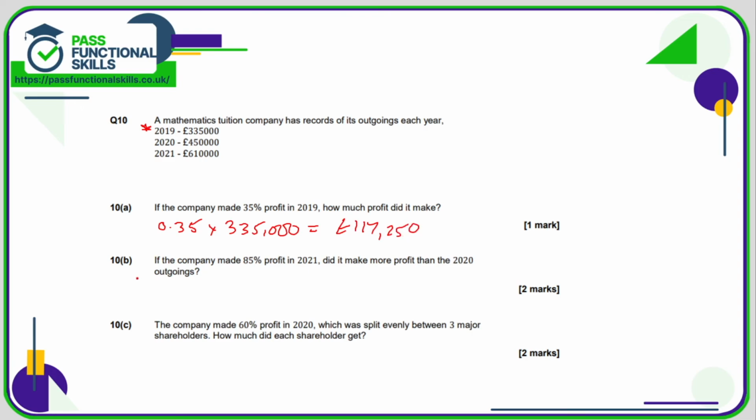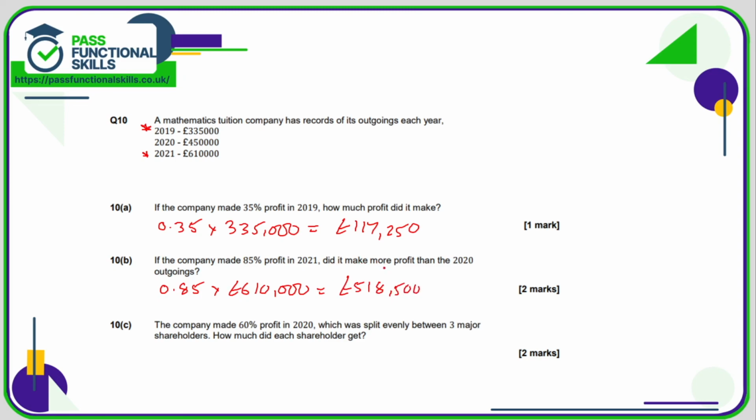B's not too hard, but it's really important we read the question carefully. It's talking about 2021. So if the company made 85% profit in this year, so the first thing I'm thinking is, well, what is 85% of this amount? So that is 0.85 multiplied by £610,000, and that comes to a total of £518,500. So that's the profit.